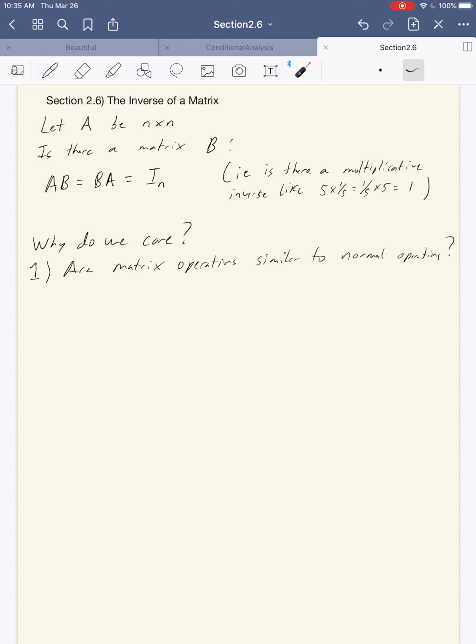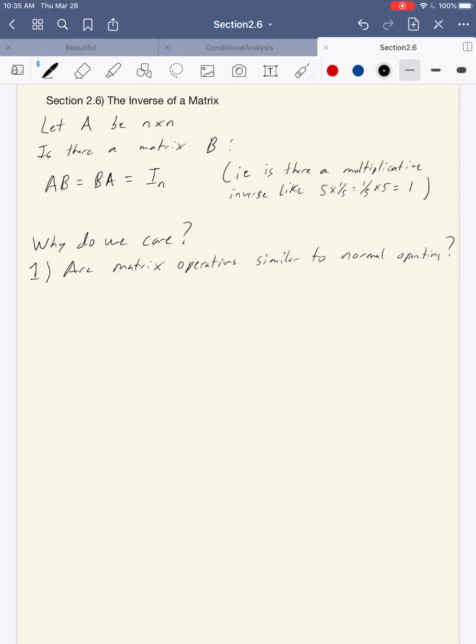So it's a natural question to ask. Well, we know that in normal multiplication, there's things like the multiplicative inverse out there, but we should go ahead and actually see if that holds up for matrix operations. It's a natural question to ask, because our investigation thus far has been how similar matrix algebra is to normal arithmetic and algebra.